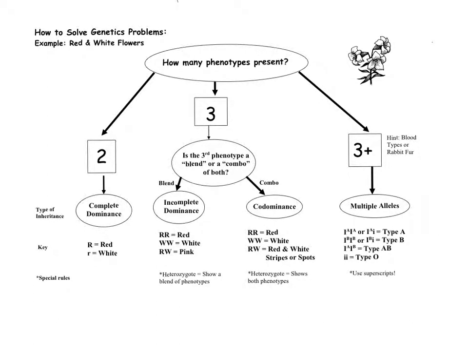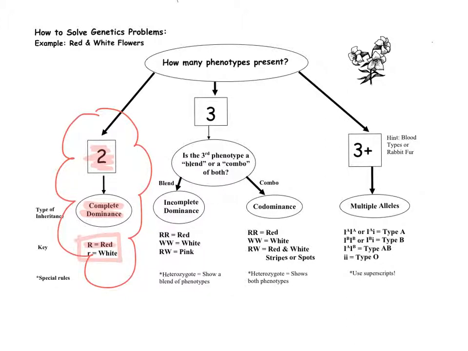Hello, today we're going to be talking about two new patterns of inheritance called incomplete dominance and codominance. Up until this point, we focused on complete dominance. This is a situation where we have two phenotypes present, and that dominant allele is completely dominant over the recessive allele, so in the heterozygous condition, big R, little r, you just see that dominant phenotype, or in this case, red. Notice we've been writing our key, big R equals red, little r equals white.